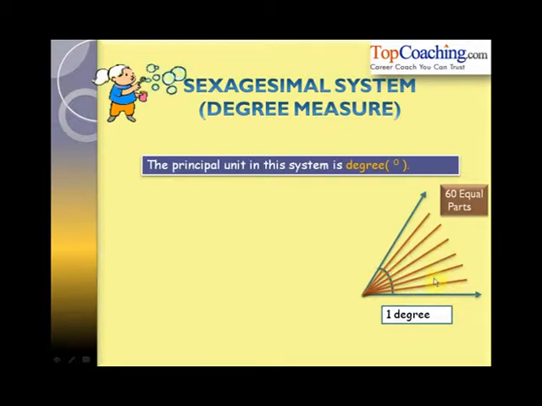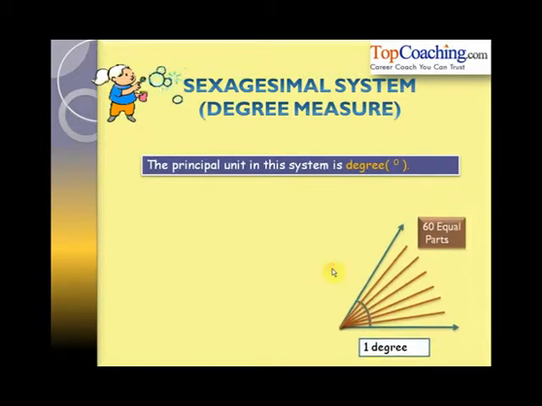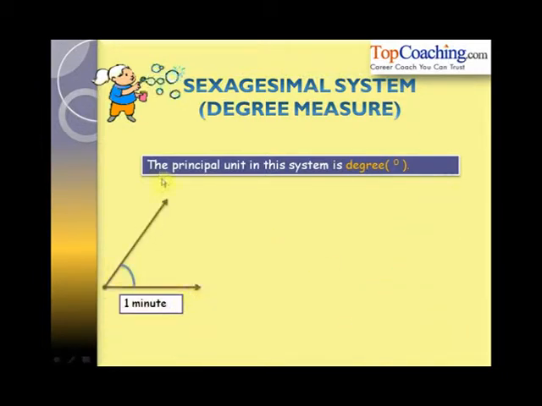So 1 degree is divided into 60 equal parts, and each of these 60 equal parts is called 1 minute. Now again we take this 1 minute. Let us say that this represents 1 minute, and again we start dividing this 1 minute into 60 equal parts, and thus what we get is every equal part is equal to 1 second.